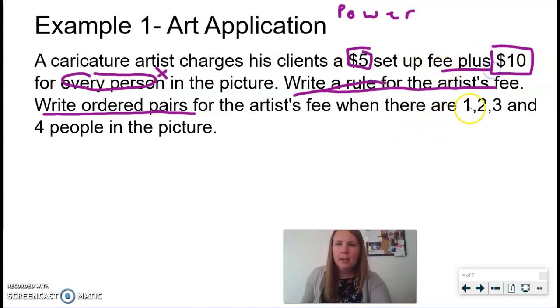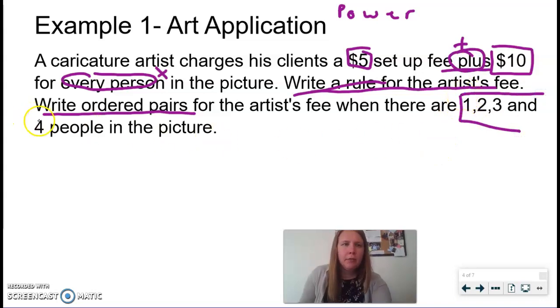Plus this fee, so that also is a setup fee plus this. That's also an operation. I caught that one late. And then we also want to know that there are 1, 2, 3, and 4 people in the picture.